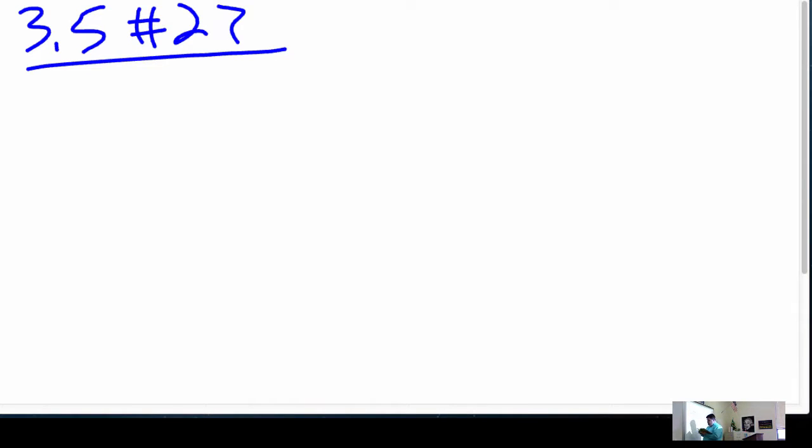Okay, the next one on our list is problem number 27. Problem number 27 is very similar to 25, except now we have log of x to the fourth equals 2.